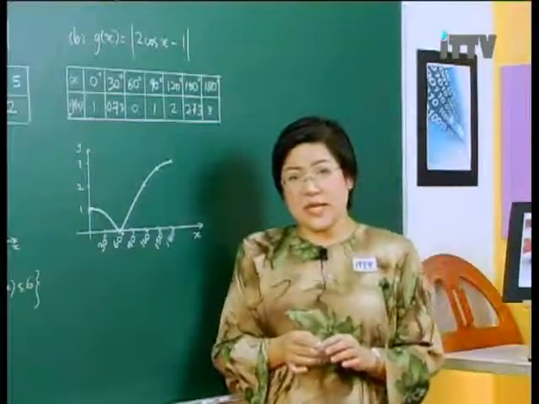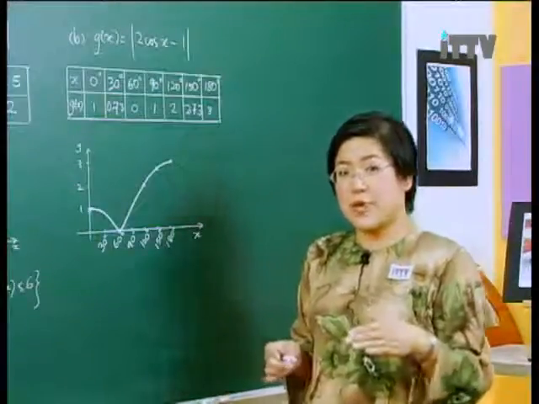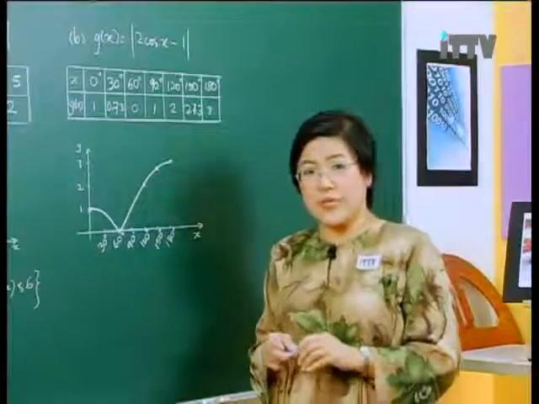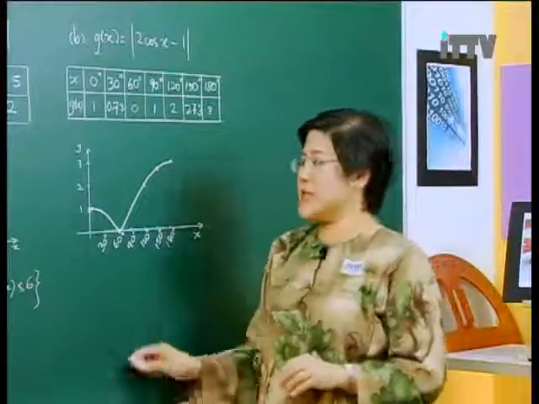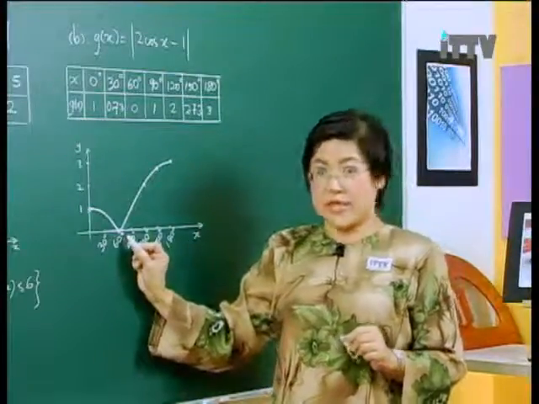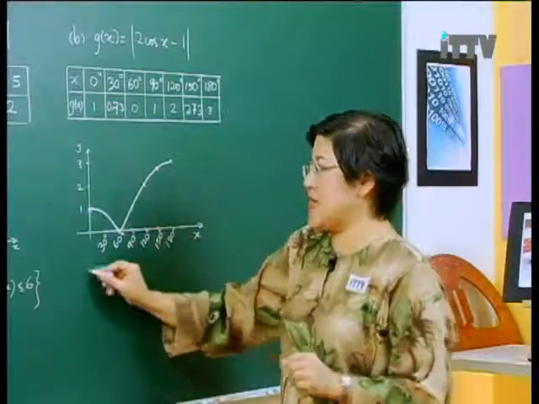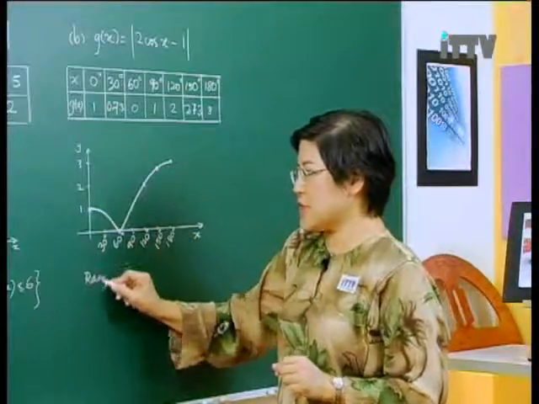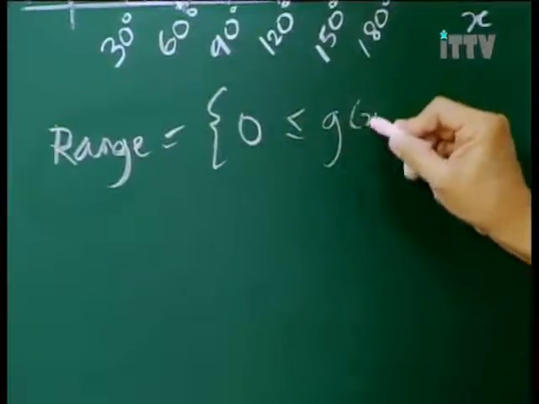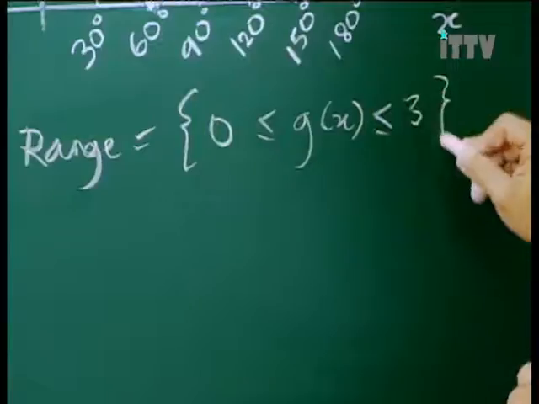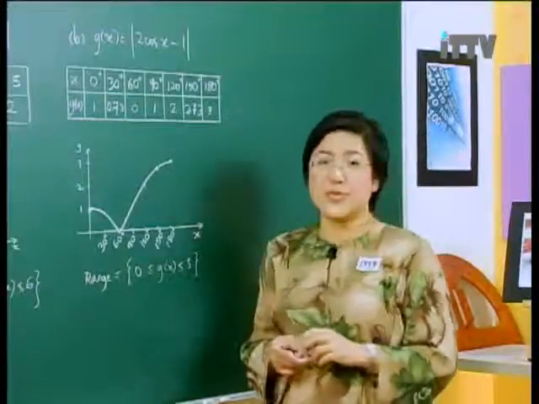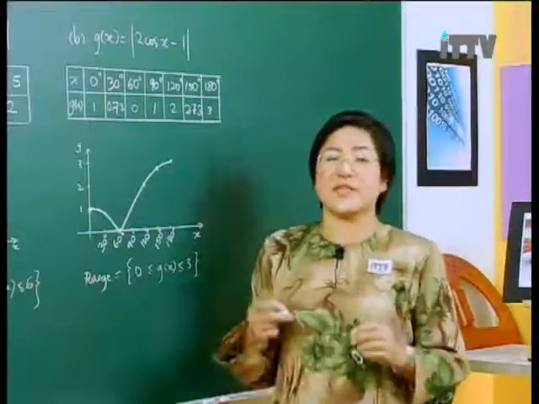As you can see, once again we start from the lowest value of y, which is the g(x), and the highest value of y on this graph. We will find that the highest value is 3 and the lowest value is 0, which is on the x-axis. And so our answer for the range, viewers, would be from 0 to 3. That's our range for the function g(x) equals the absolute value of 2 cos x minus 1, where x lies between 0 and 180 degrees.